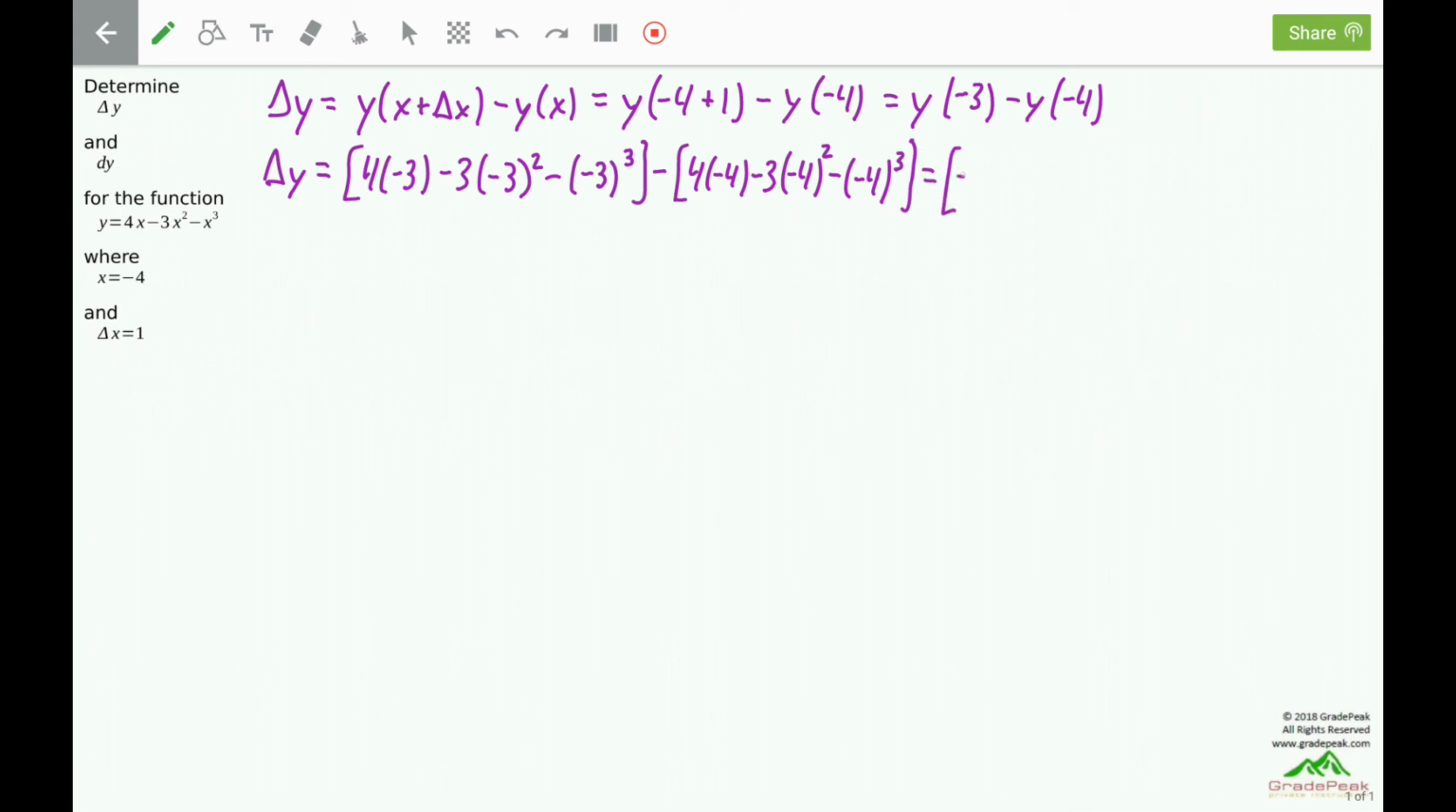This will give 4 times negative 3 is a negative 12, minus 3 times negative 3 squared is a 9, minus negative 3 cubed is a negative 27. And then minus 4 times negative 4 is a negative 16. Negative 3 times negative 4 squared is a positive 16. And then minus negative 4 cubed. Negative 4 times negative 4 is positive 16 times one more negative 4 comes out to a negative 64.